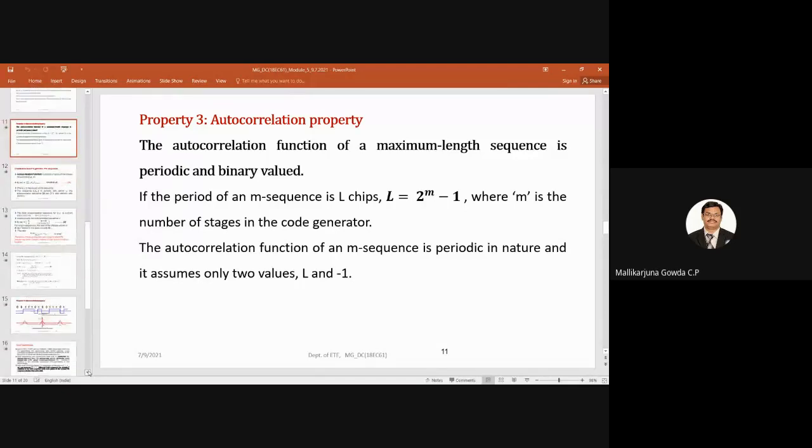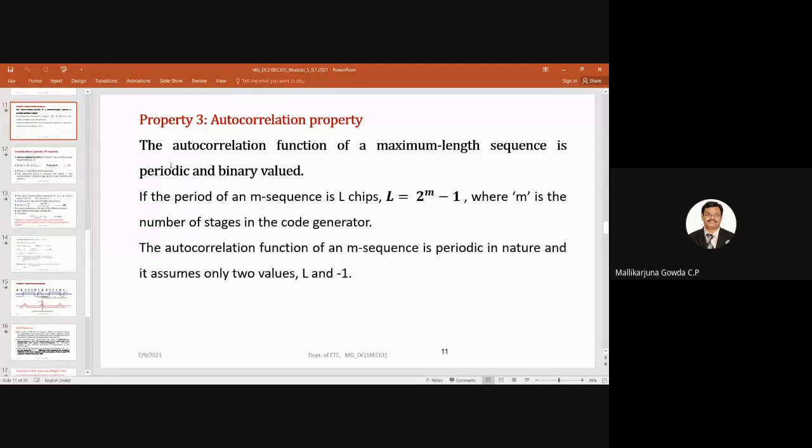The autocorrelation function of a maximum length sequence is periodic and binary valued. Means if the period of an M sequence is having L chips, where L is equal to 2 power M minus 1, where M is the number of stages in the code generator or shift registers in the code generator, the autocorrelation function of an M sequence is periodic in nature and it assumes only two values. So that is why it is called binary valued.